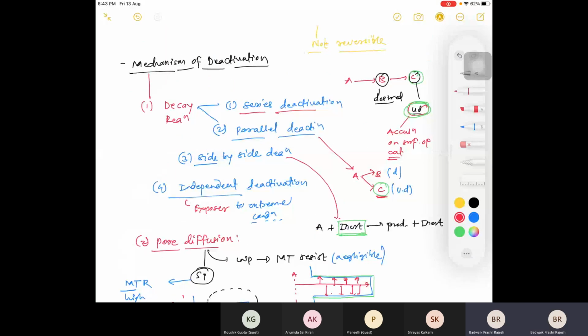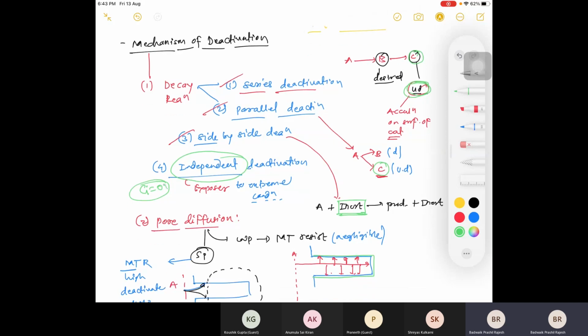See, in case of series, it was series, parallel, and side by side. My rate of deactivation was dependent on concentration, right? And in case of independent, what do I mean by independent? It is not depending on concentration. So CI is equal to 0, or you can say it is not there. Or if I'm writing 0, then the entire expression will be 0, so I can write here it should be 1, or it is not involved in that term, okay?